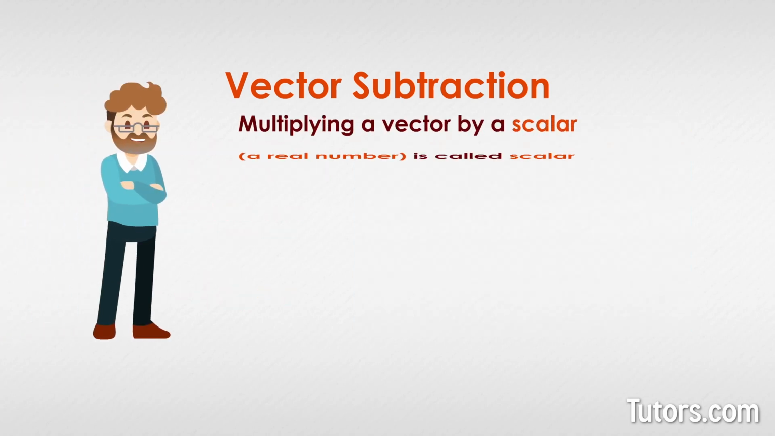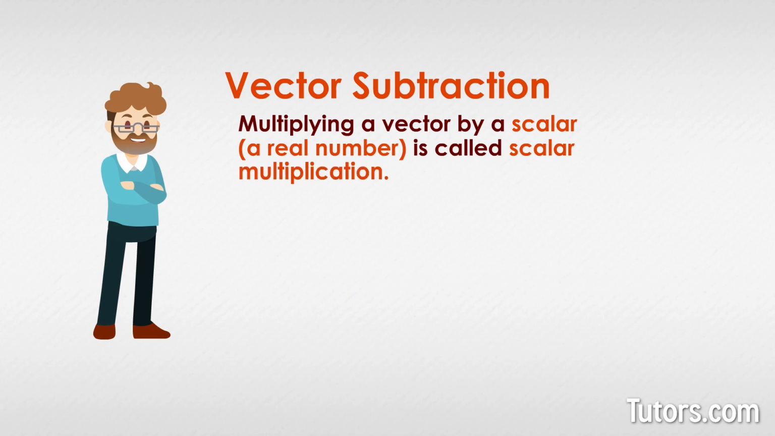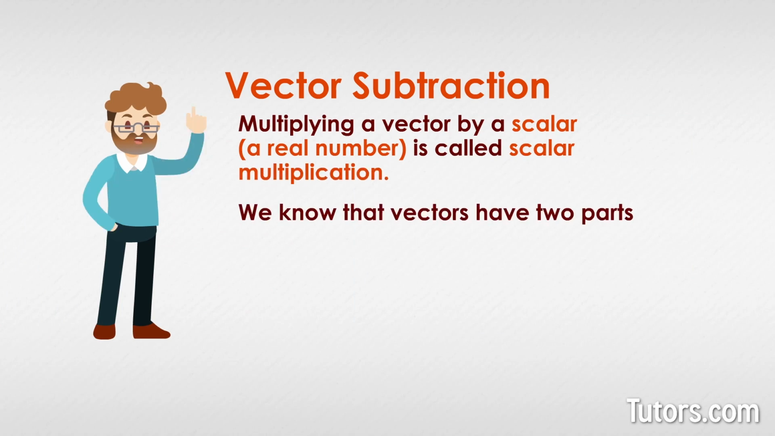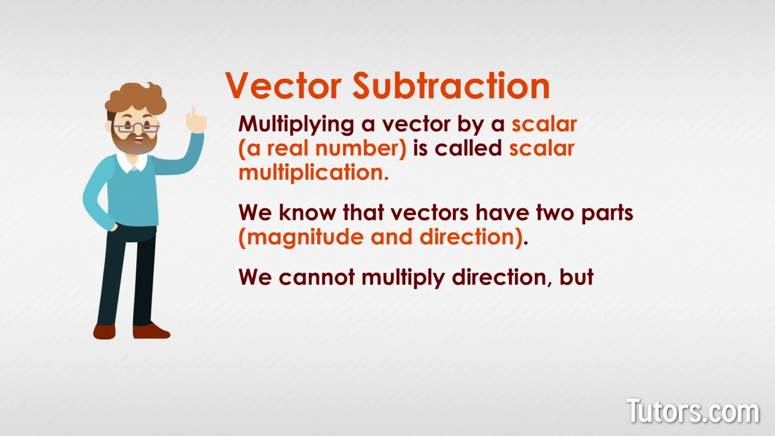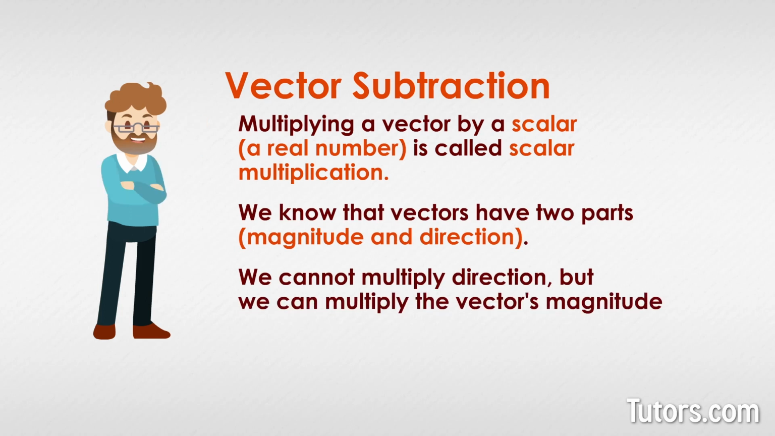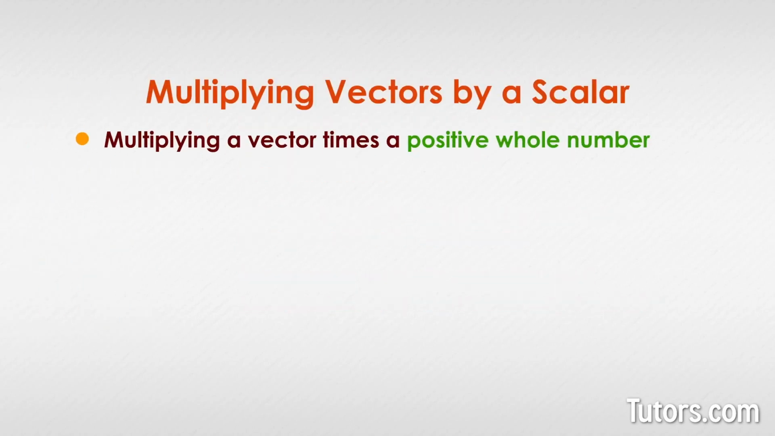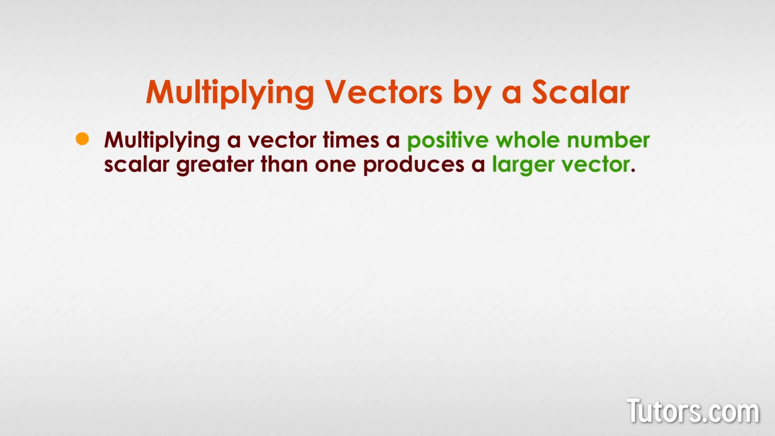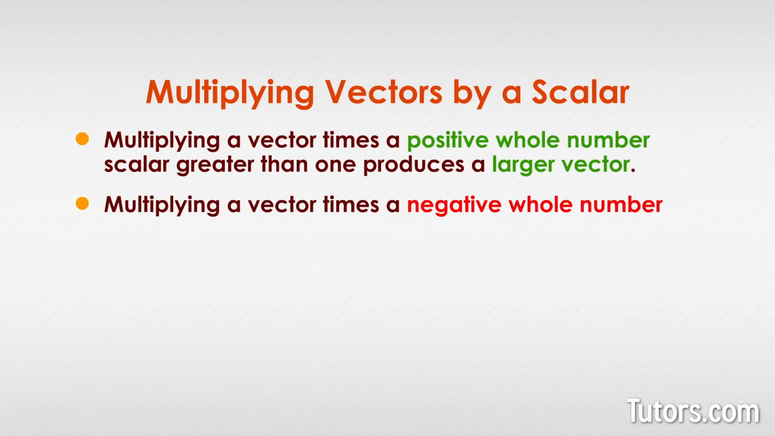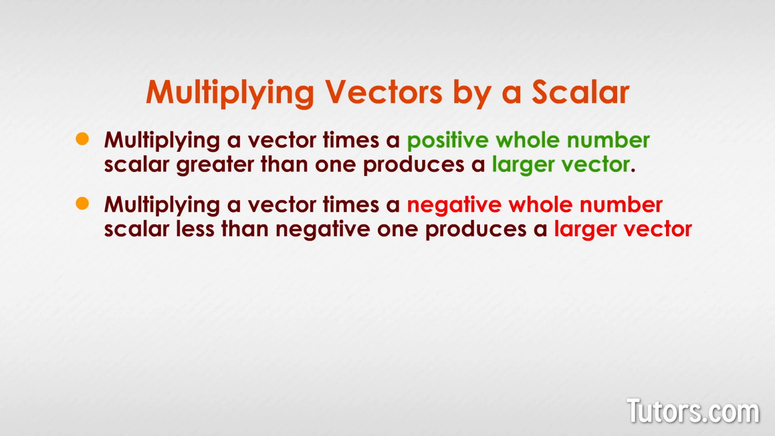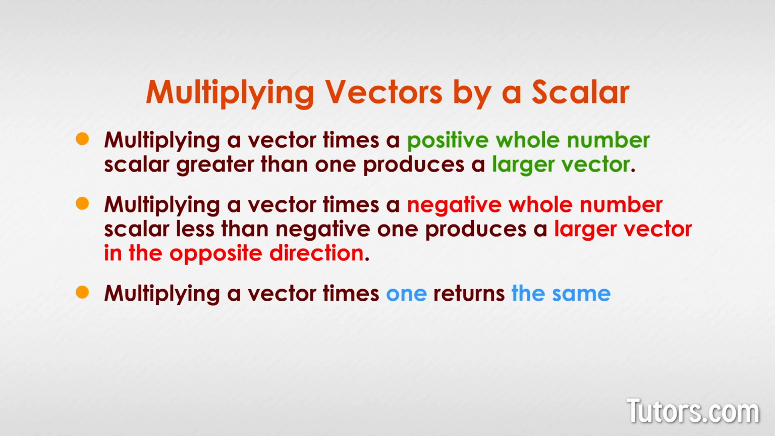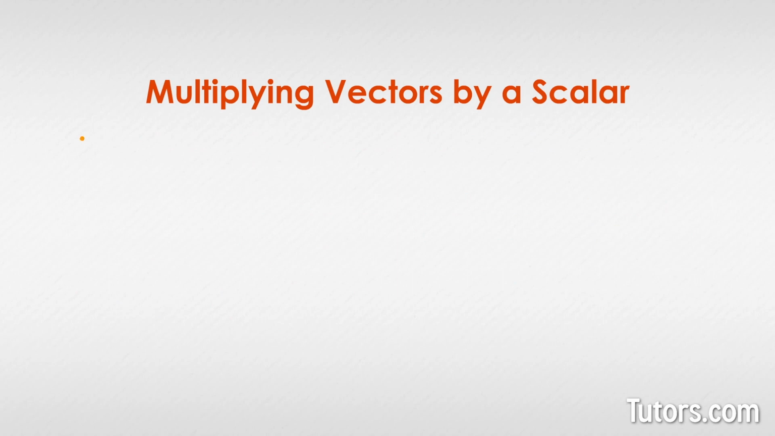Multiplying a vector by a scalar, a real number, is called scalar multiplication. We know that vectors have 2 parts, magnitude and direction. We cannot multiply direction, but we can multiply the vector's magnitude. Multiplying a vector times a positive whole number scalar greater than 1 produces a larger vector. Multiplying a vector times a negative whole number scalar less than negative 1 produces a larger vector in the opposite direction. Multiplying a vector times 1 returns the same vector, 0 displacement.